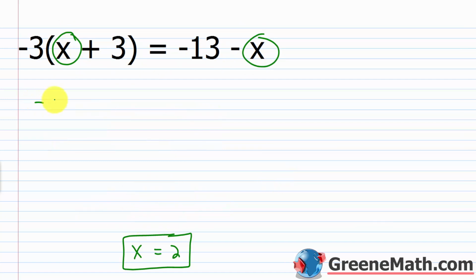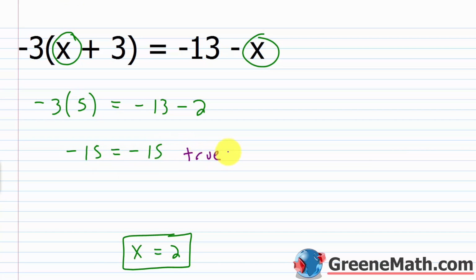And we would have negative 3 multiplied by the quantity 2 plus 3, which is 5, so times 5. This is equal to negative 13 minus 2. So negative 3 times 5 is negative 15. And this should be equal to negative 13 minus 2, which is negative 15. So negative 15 equals negative 15. So yes, this is true. So right now, this is a true statement, so we're good to go.